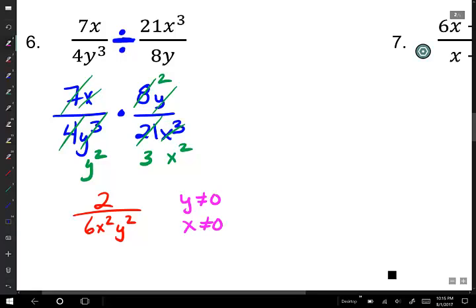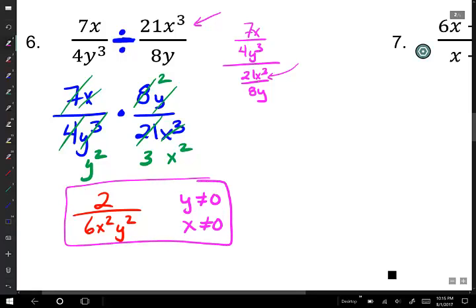And you may say, but the x is in the numerator up here. Why is that a restriction? Well, we really have 7x divided by 4y cubed all over 21x cubed over 8y. And if this value of x was equal to 0, we would be dividing the numerator by 0. And so we have to also consider that piece as a possible restriction.